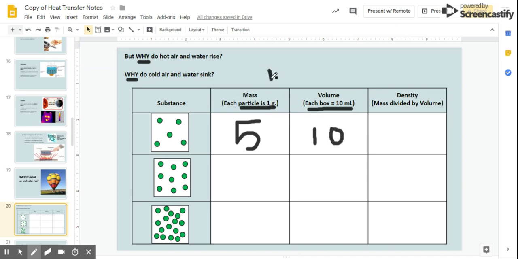And I remember that density equals mass divided by volume, which says right here. Don't laugh at me about this pen work. It's actually a lot harder to use the touchpad than I thought it would be. Anyways, so 5 divided by 10, mass divided by volume.